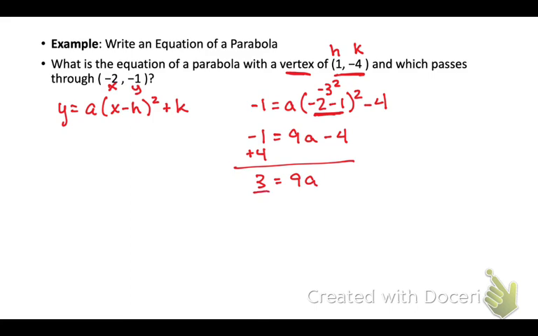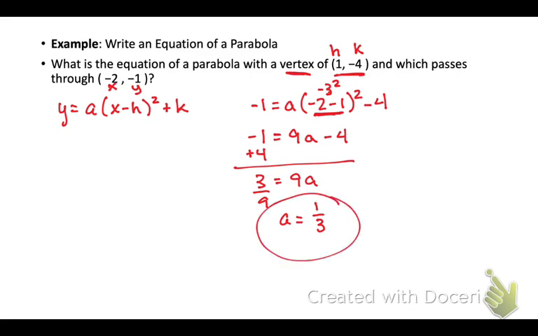A equals 1/3. You have to divide by 9, not by 3. Negative 3 squared is 9, and that's where I was confused. Why do we have to divide by 9? Because you're solving for A, and it's 9A. Yeah, it makes sense. Those pesky algebra rules.